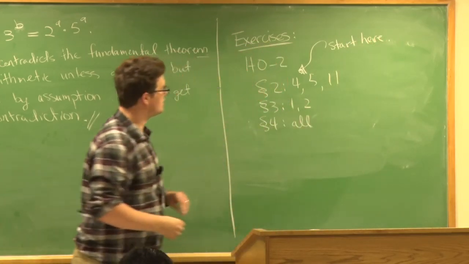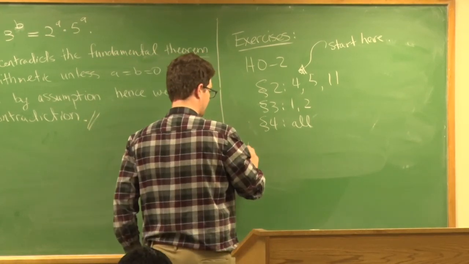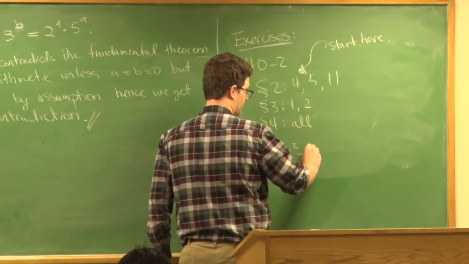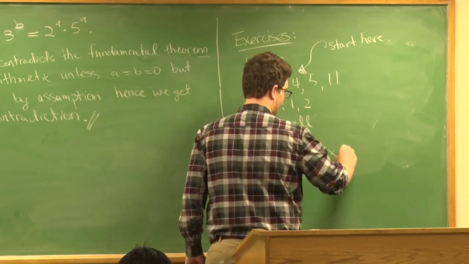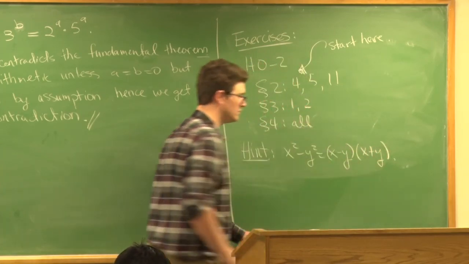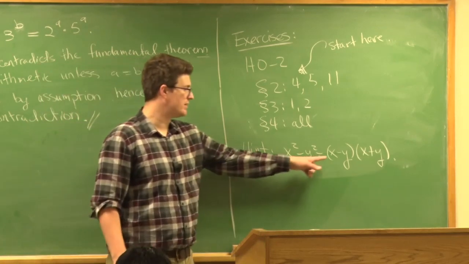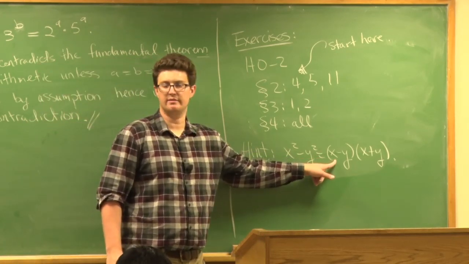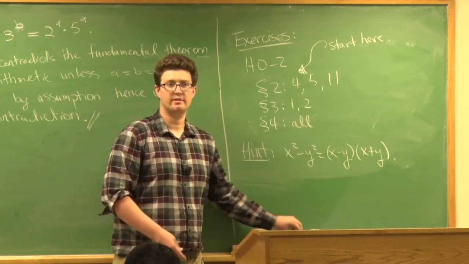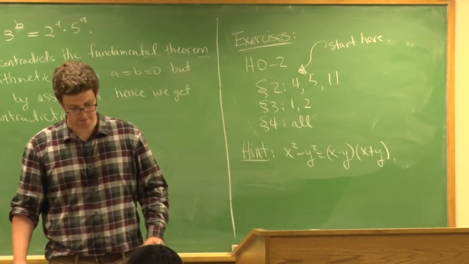Here, let me give you a hint to start on this one. X squared minus y squared is equal to x minus y times x plus y. So here, you're going to have this be equal to 10, and then you're going to have two prime numbers, so 2 has to divide one of those things. That's the idea. And I'm going to come around and help you guys now.